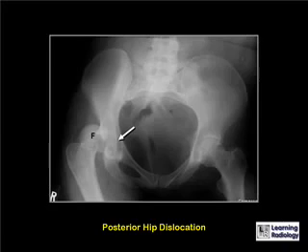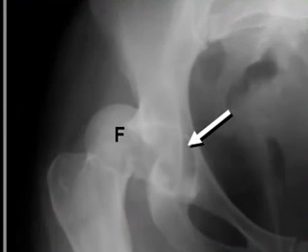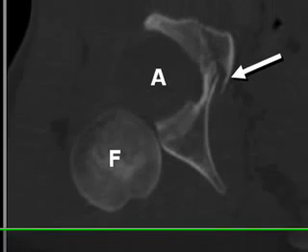This is an example of a posterior hip dislocation. The white arrow is pointing to the acetabulum. The F marks the femoral head, which lies superior and lateral to the normal acetabulum, a posterior hip dislocation.